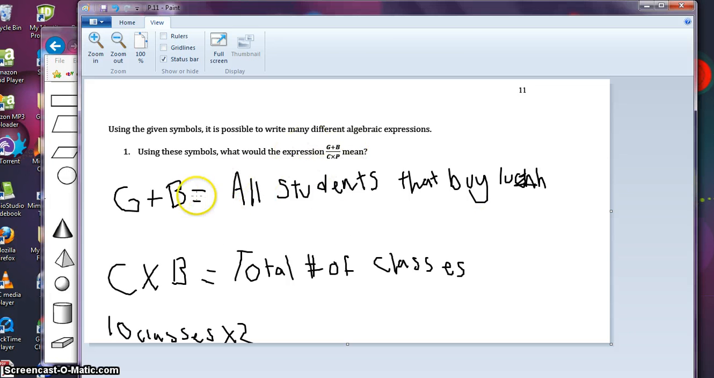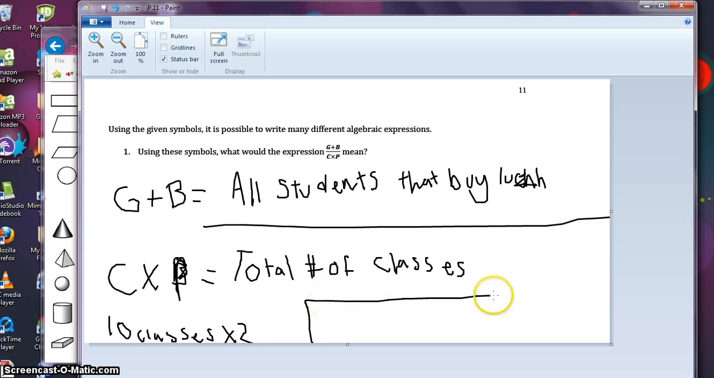Well, okay, so we found the top. What we get when we add G and B, we take all the students that buy lunch, and then when we multiply the number of classes, I'm sorry, this should be a P, times the number of periods, we would find the total number of classes, right? Now what we need to do is division. That's what this line means. We need to divide all the students that buy lunch by the total number of classes.